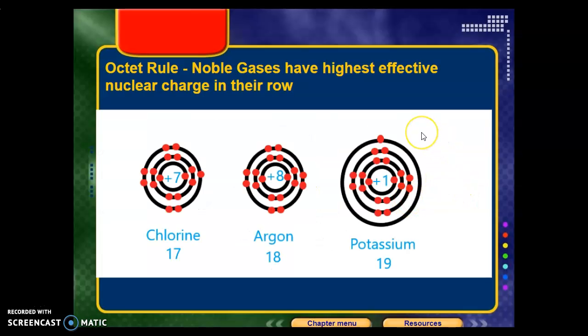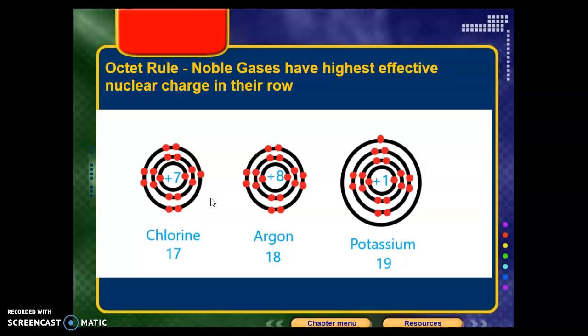Here's a little drawing I made for you, talking about why noble gases are the most stable and why the octet rule is a real thing. If we're looking at the third row on your periodic table, we have chlorine, we have argon, and then the next row down is potassium. Chlorine, which is number 17, has 17 electrons, and if you count them, there are 17 red dots there, and that represents the electrons.